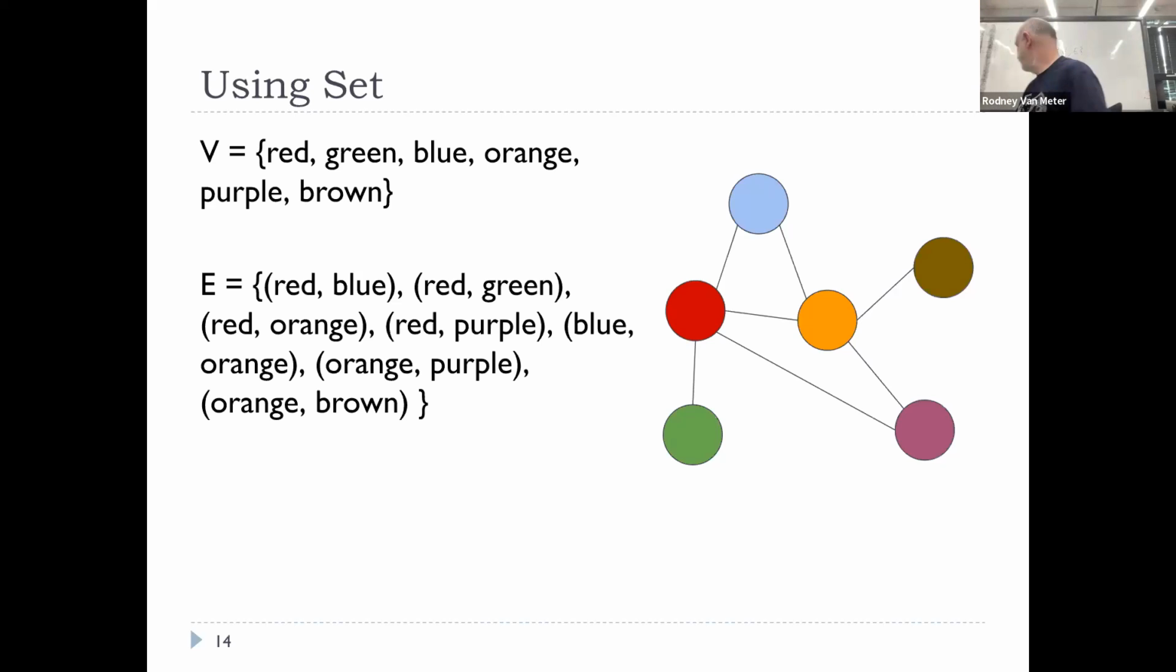How many of these could there be? If we assume that there's only one edge between any pair of nodes, and that there are no self edges, no edges that start at, for example, the node red and then come back to the node red, what's the maximum number of edges we could have in this? What's the maximum number of edges we could have in our graph as a function of the number of vertices?